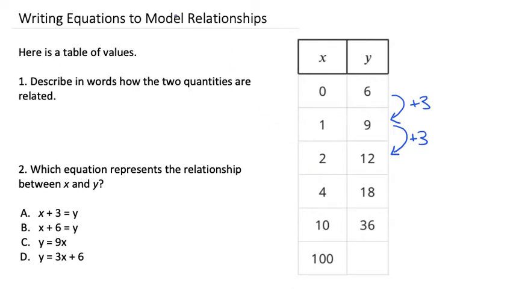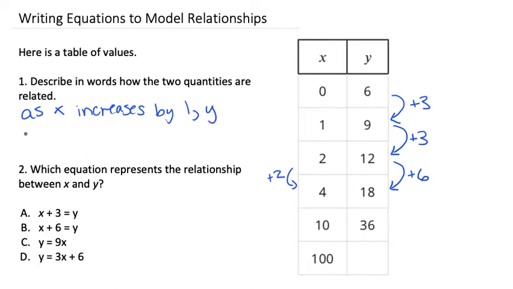Now, what happens after that is that my x is increasing by 2, so my y value should be increasing by 6 because it's increasing by 3 twice, and in fact it is. So the pattern here seems to be that as x increases by 1, my y value increases by 3.